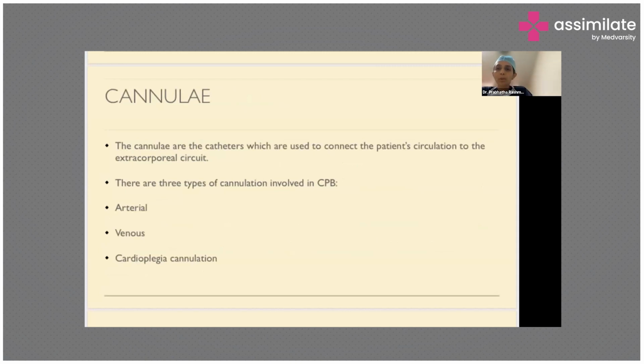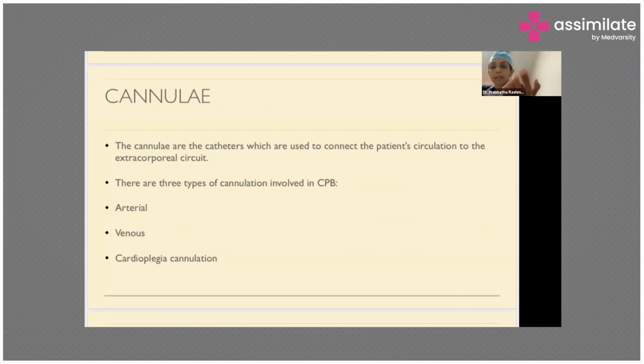Now, I was talking to you about cannulae. I already told you this, that there are 3 types of cannulation. That's the arterial, venous, and the cardioplegia. Arterial, generally, we put it into the aorta, but sometimes if it is arch surgeries, we may cannulate the innominate selectively. And sometimes you may have to cannulate the ascending and descending aorta. But generally, of course, it's in the aorta.